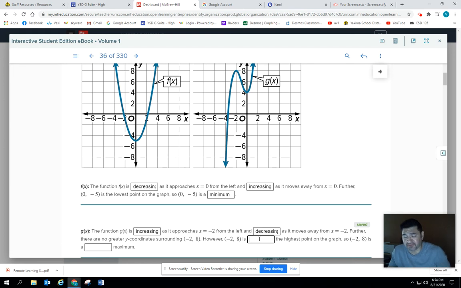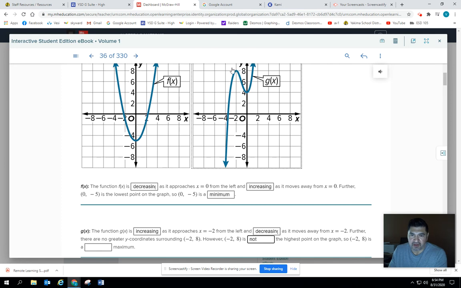I was a little bit confused on that. I didn't know what kind of answer they wanted, but all they wanted is the word "not." Is not the highest point. I didn't know exactly what kind of answer they wanted. So, however, -2, 8 is not the highest point on the graph. So -2, 8 is a blank maximum.